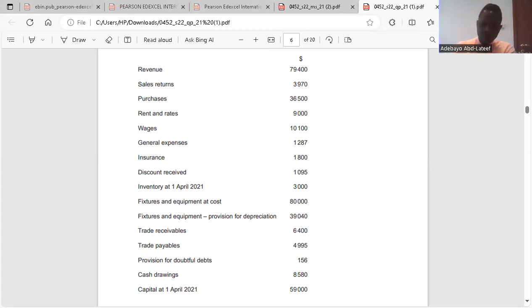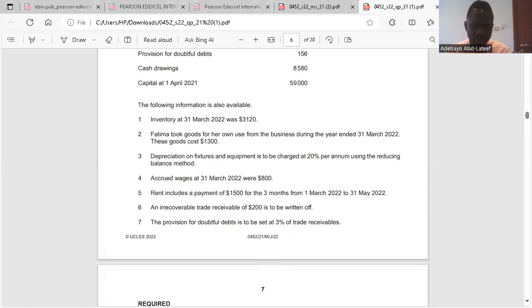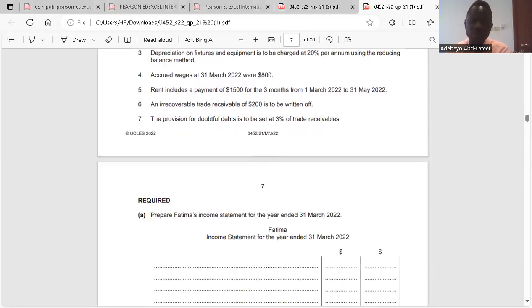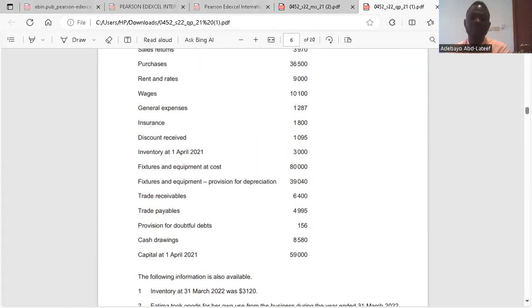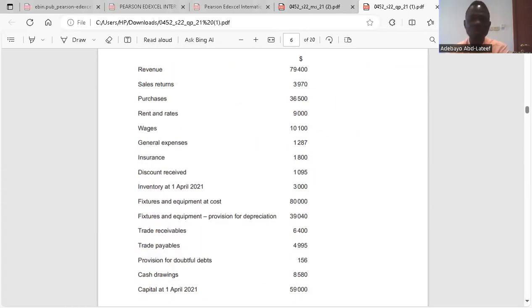We are told to prepare the income statement for the year ended 31 March 2022. So we have the information, we have the items. We start with revenue, which is 79,400. We less sales returns from revenue. It's the same as sales revenue returns. So you less it from 79,400. That gives us 75,430.